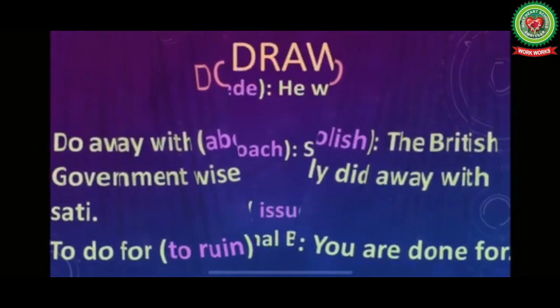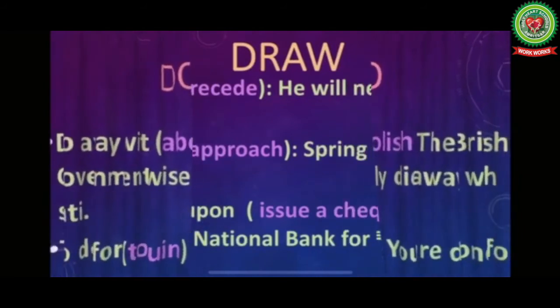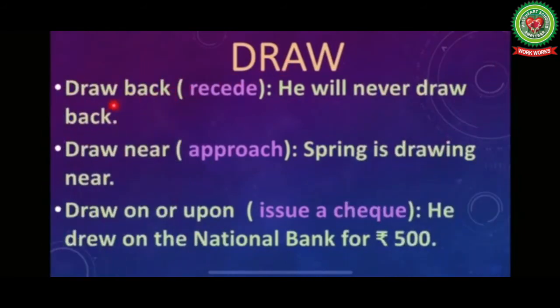Now children, see the next verb is draw, and the phrasal verb here is draw back. Draw back means recede, means पीछे हटना. He will never draw back, means he will never step back. So instead of recede or step back, we may use the phrasal verb here, draw back.